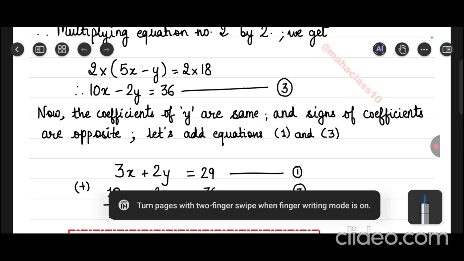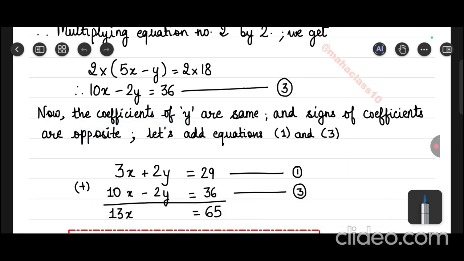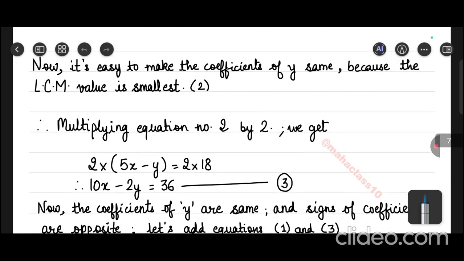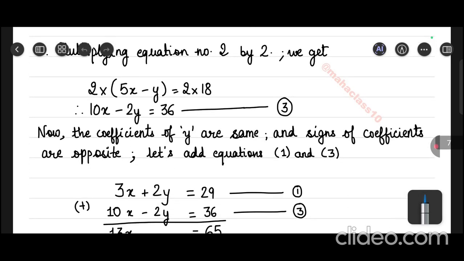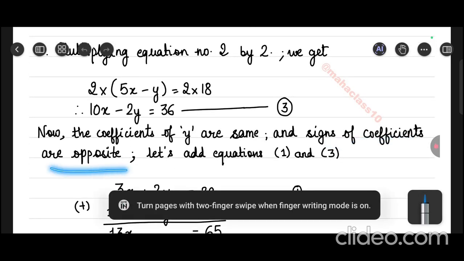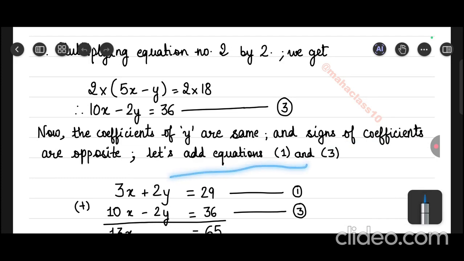Now the coefficients of y are same. See, coefficients of y are same, that is 2 and 2, and signs of coefficients are opposite. So let's add equation number 1 and 3.